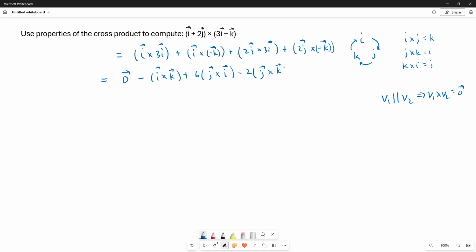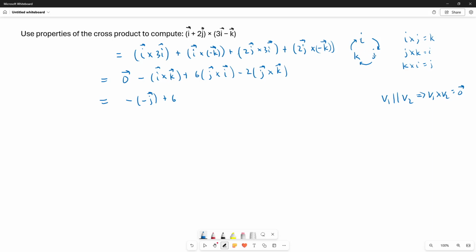And now to figure out these, we'll use this little wheel here. So we have the zero vector, we just ignore that. We have negative i cross k. i cross k is negative j, because we're going against the arrows here. i cross k is negative j. So negative negative j, that's just j. We'll clean that up in a minute.